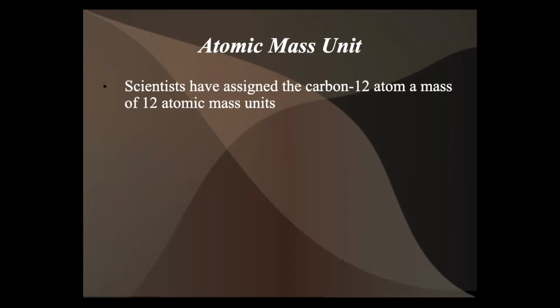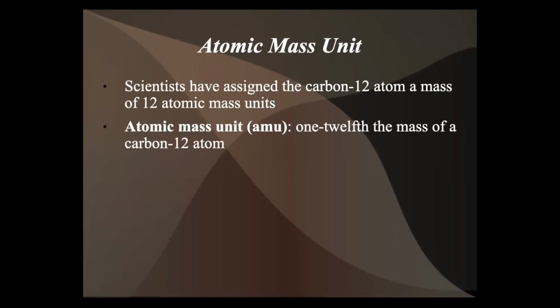So atomic mass unit, we talked about this. It's how we measure the mass of atoms. It's the unit to measure mass for an atom. Scientists arrived at this unit by taking a carbon atom, carbon 12 atom, and dividing that by 12 to get the mass of one atomic unit. So atomic mass unit is defined as 1/12 the mass of a carbon 12 atom.